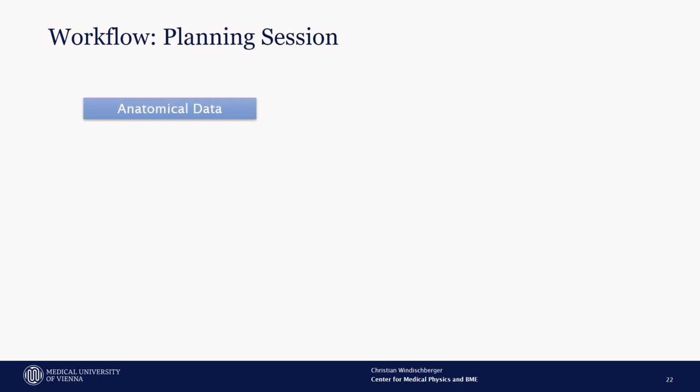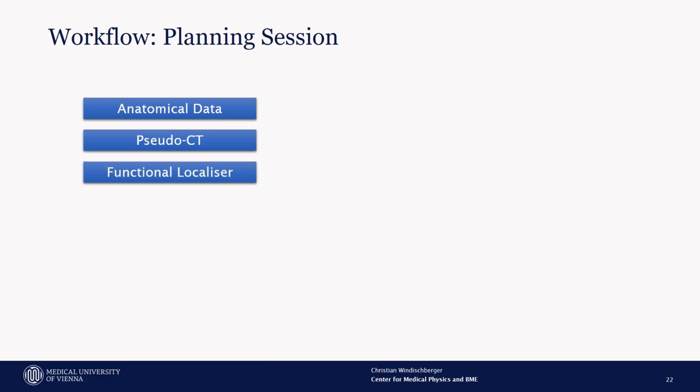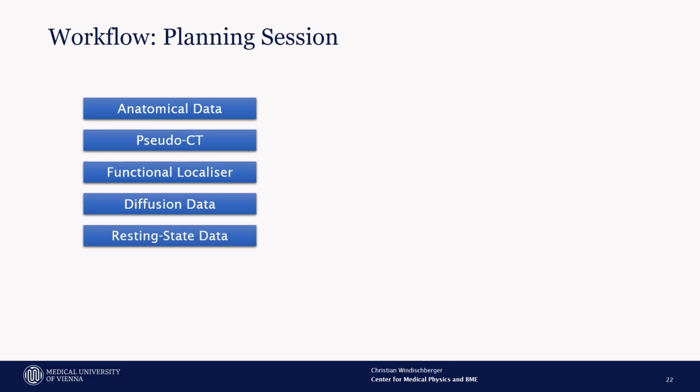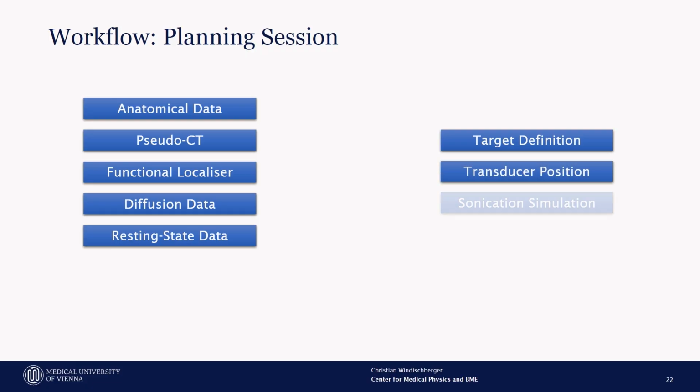For the planning session, we typically acquire anatomical data. We acquire something that we call a pseudo-CT. This is just a way of getting the images of the skull I showed you before, to get an estimate of skull thickness and skull anatomy. We might want to acquire a functional localizer. As mentioned before, we might want to acquire diffusion DTI data and also some resting state data that helps us find the perfect target for the experiment we're interested in. And we use this for target definition, for transducer position setting, and for the sonication simulation.